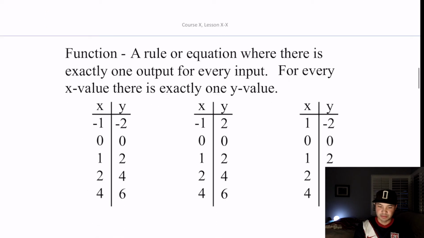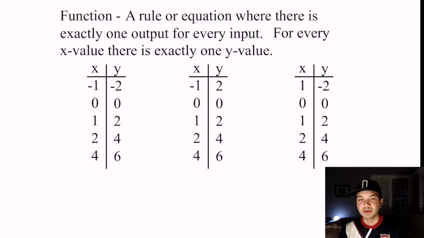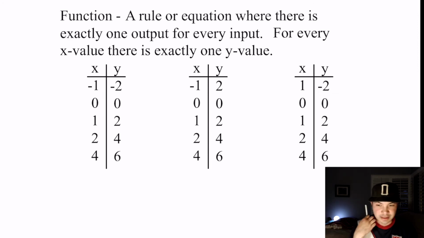Okay, so moving on. Function, a rule or equation where there's exactly one output for every input. For every x value, there is exactly one y value. The other way doesn't have to necessarily be true. You can have, like I said from the previous example, two different inputs that give you the same output. That's totally fine.